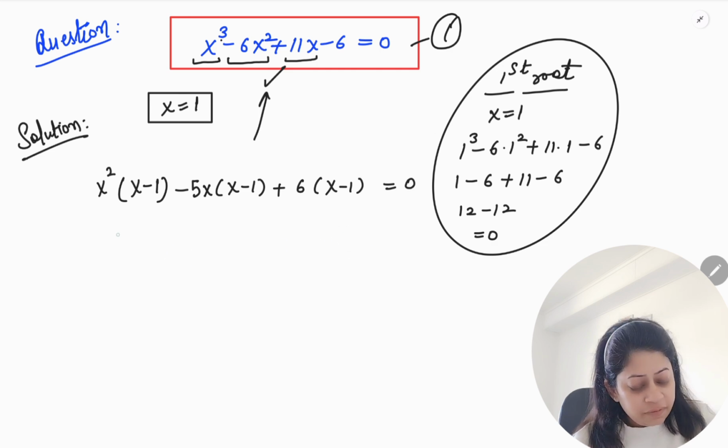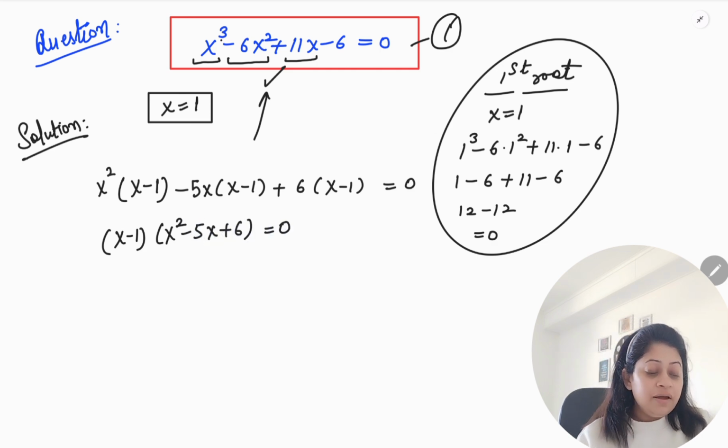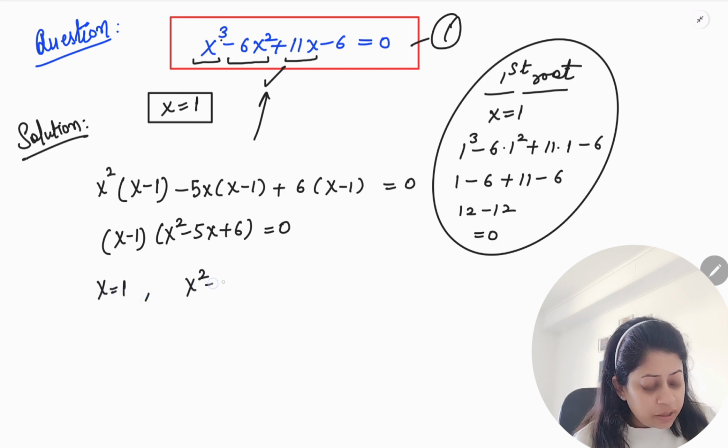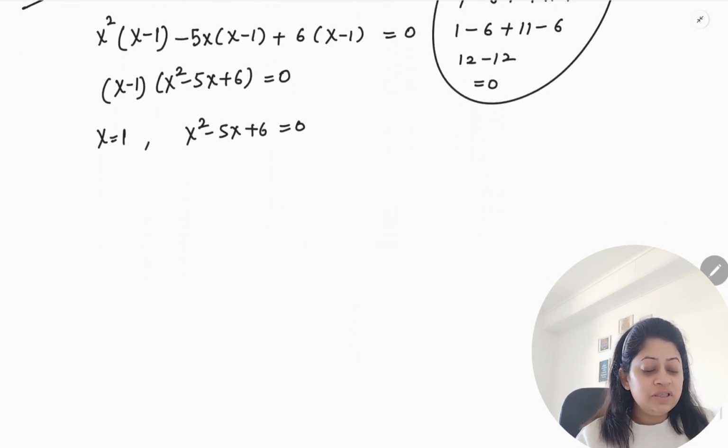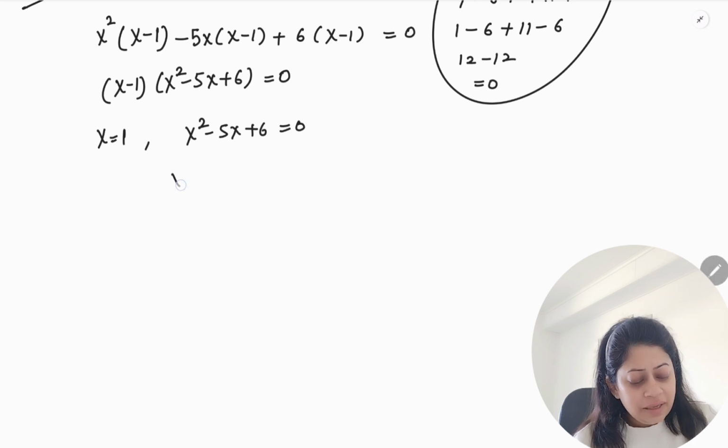Now I will take x minus 1 common and I get x minus 1 times x square minus 5x plus 6 is equal to 0. Now we got one linear factor. I know x is 1. Okay, and this is also 0. x square minus 5x plus 6 is equal to 0. I got a quadratic equation, right? I just need to solve this to get the other 2 roots.